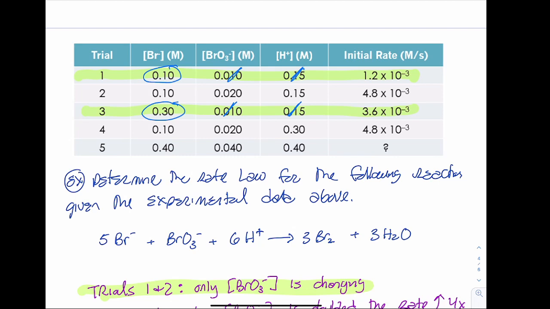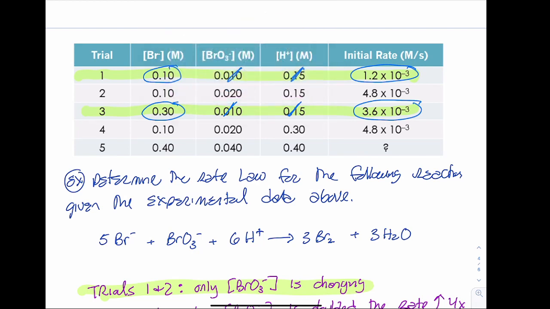my concentration of bromide is going up by a factor of 3. If I take 0.30 and divide it by 0.10, I get 3. So I am tripling my concentration. And if I look at my rate, it's also being tripled. If you don't see that, grab your calculator and divide them: 3.6 times 10 to the negative third divided by 1.2 times 10 to the negative third gives you 3. So when I triple the concentration of bromide, my rate is also tripling.